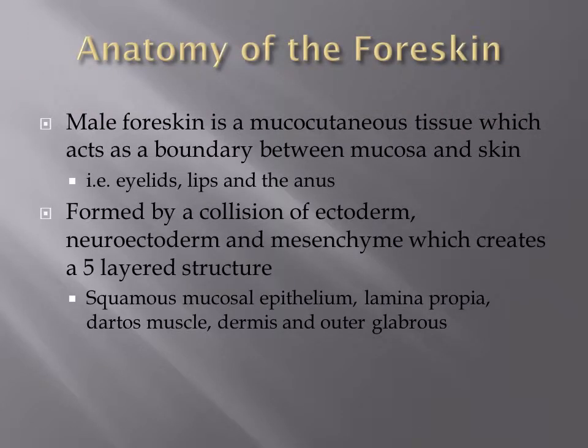Foreskin is a mucocutaneous tissue comparable to the eyelids, lips, and anus, which acts as a boundary between the mucosa and skin. It is made of 5 layers: squamous mucosal epithelium, lamina propria, dartos muscle, dermis, and outer glabrous.